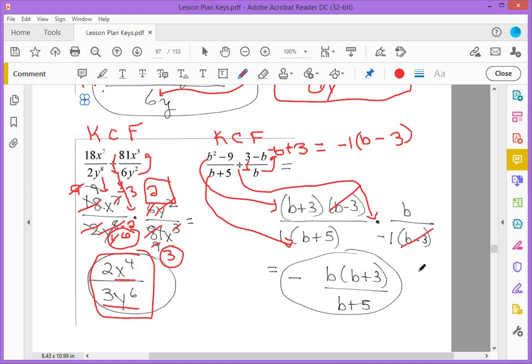We also see what's left in our numerator as a part of our solution. We have b times b plus 3 in the numerator. And in the denominator, we have this -1 times b plus 5. So we just carry the negative out here. It applies to the entire fraction, and then carry down the b plus 5. This is our answer, negative b times b plus 3 divided by b plus 5.